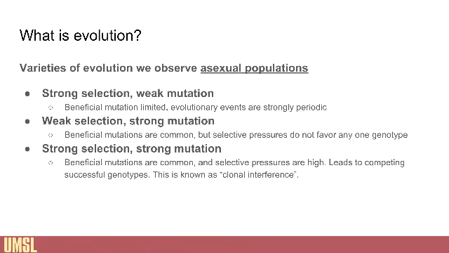And this is what happens when there's strong selection for beneficial mutations, but the supply of those beneficial mutations is limited, right? So weak selection and strong mutation. So this means that beneficial mutations, they're very common, right? But there's very little selective pressure for any one of these genotypes to be the best beneficial mutation, right?